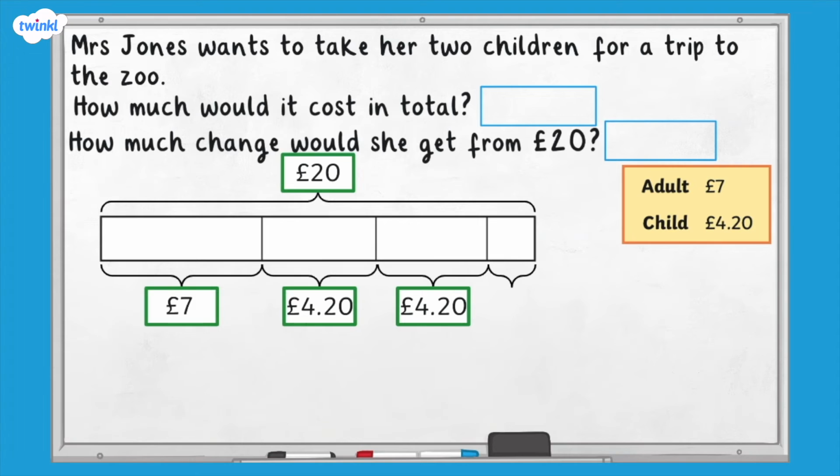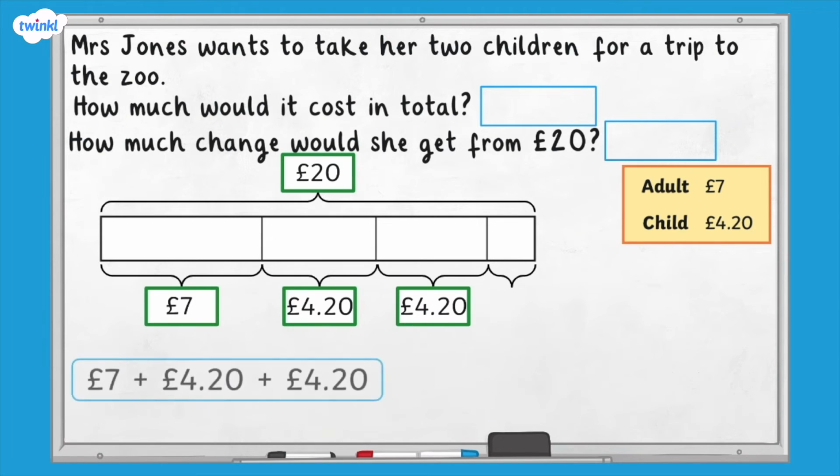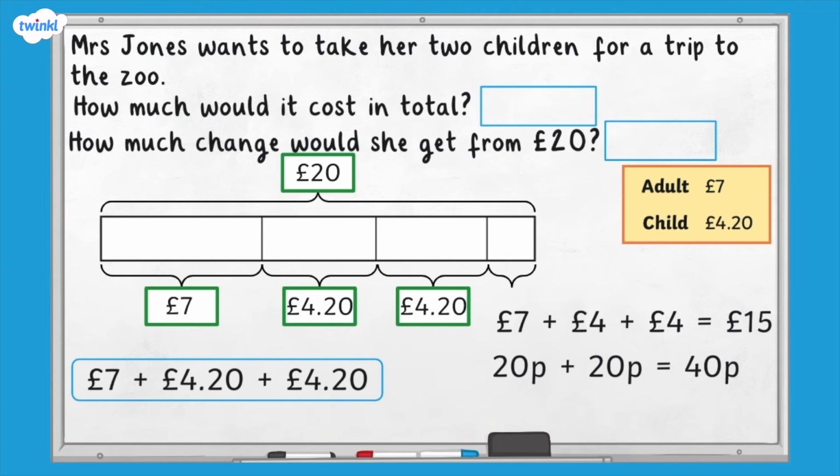The first thing we need to do is work out the cost of all the tickets. £7, add £4.20, add £4.20. One way we can do this is to add the pounds and the pence separately. £7, add £4, add £4 equals £15. 20 pence add 20 pence equals 40 pence. £15 add 40 pence equals £15.40. The total cost is £15.40.